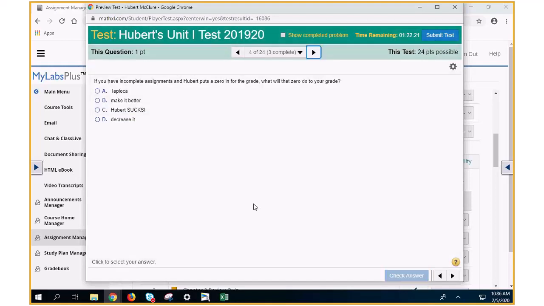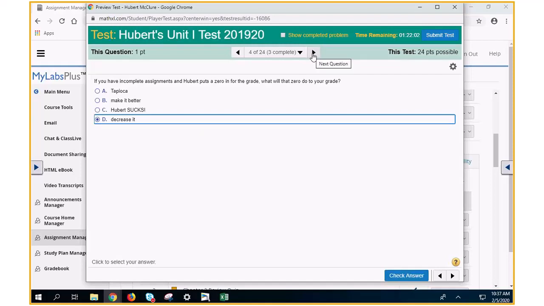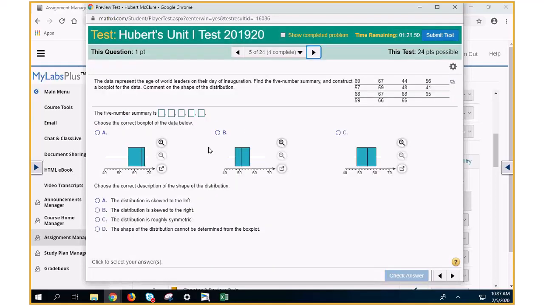These are questions. Some of these questions come from the handout, but most of these questions come from DA questions at the end of the semester. If you have incomplete assignments and Hubert puts a 0 in for that grade, what will that 0 do to your grade? Oh, I didn't know that. Yeah, all right, whatever. Click.